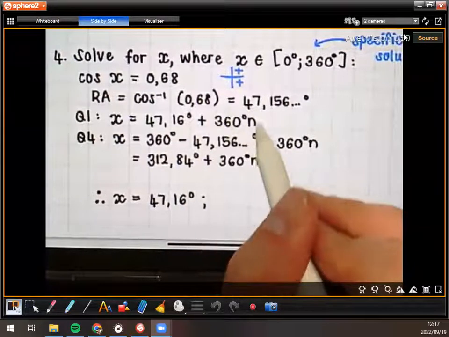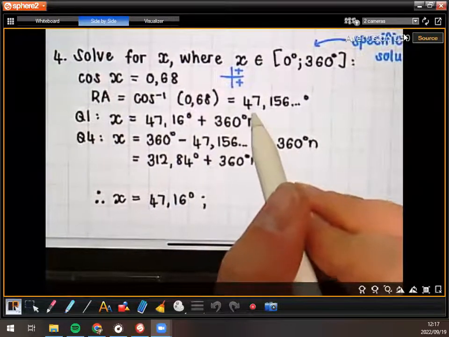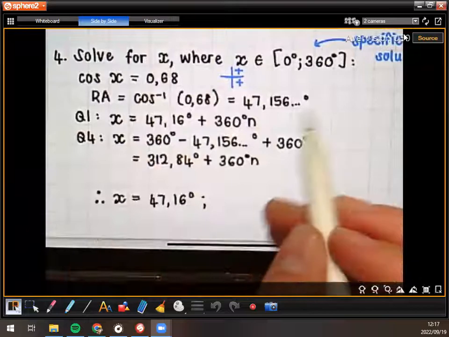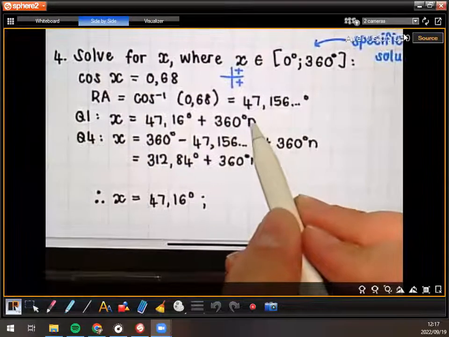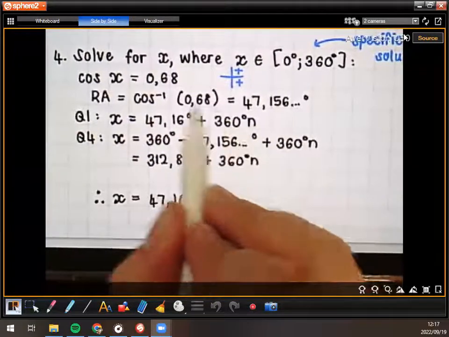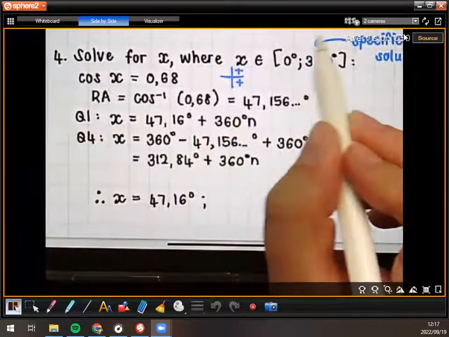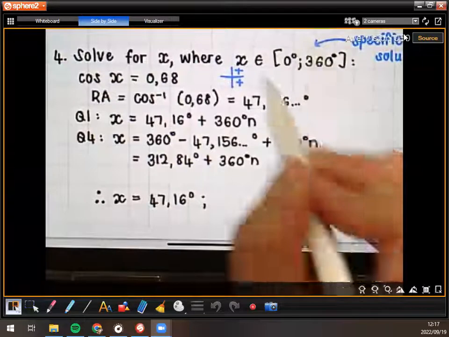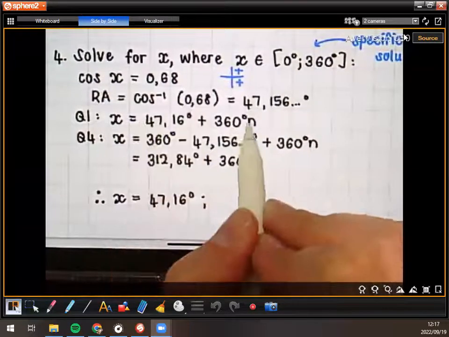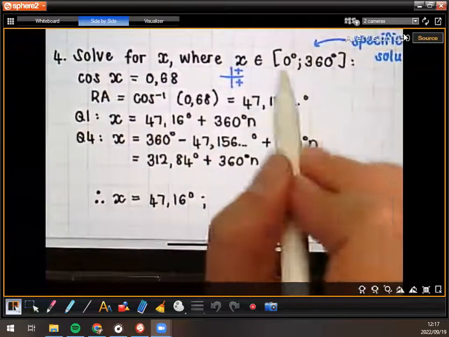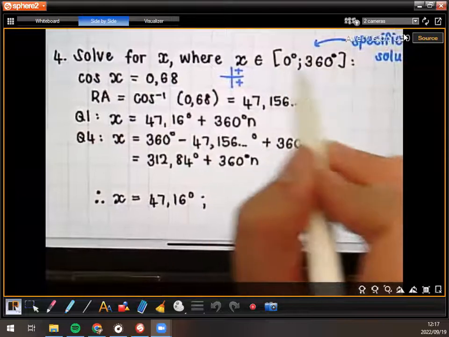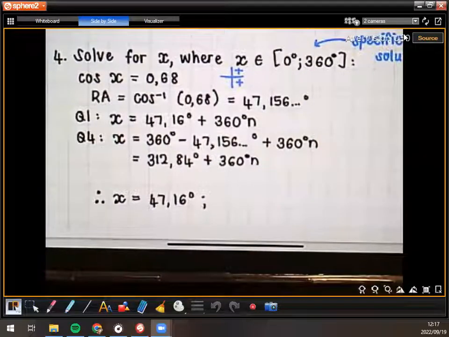What if I go backwards? What if n is negative 1? Because remember, an integer can be a negative number as well. What's 360 times negative 1? Negative 360. 47 minus 360, does that give me an angle between 0 and 360? 47 minus 360, that's going to be negative, hey? So it can't be. Do you agree? Okay, so that doesn't work either.